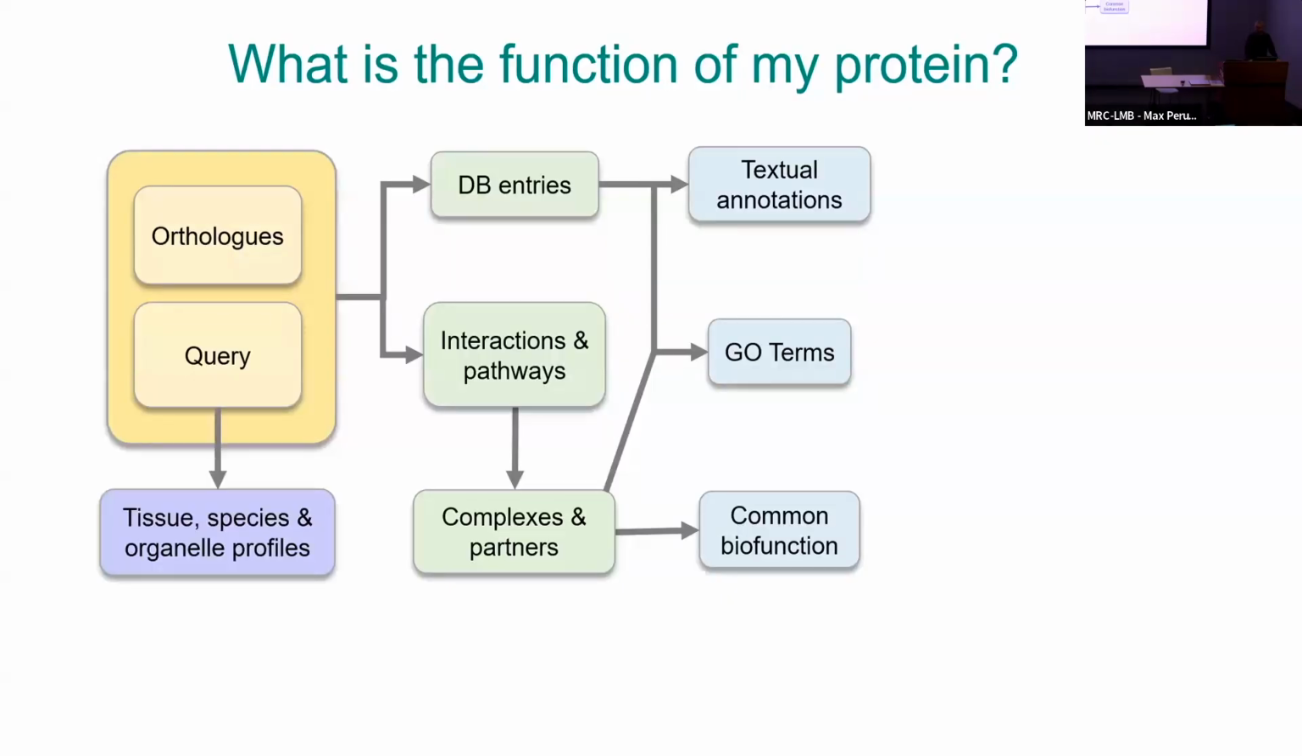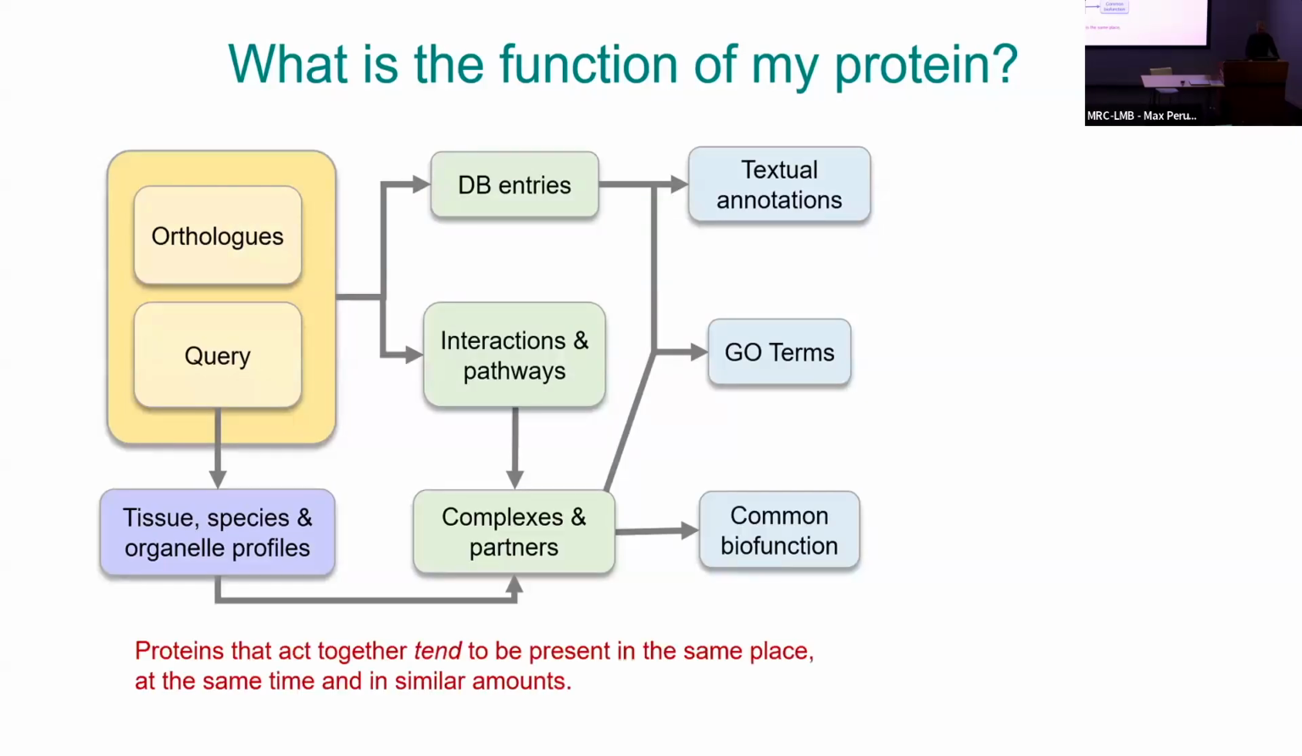Now, one other thing that I've been looking at specifically is, when you can't get any further than the existing connections in this sense, what else can you do with bioinformatics? One thing you can do is look at different tissues, different species, different organelles, using the principle that proteins that tend to act together tend to be present together in the same place, same time, and in similar amounts. So if you've got a gene, I don't know what it does, but it's only expressed in the eye, well, it gives you a clue, doesn't it?